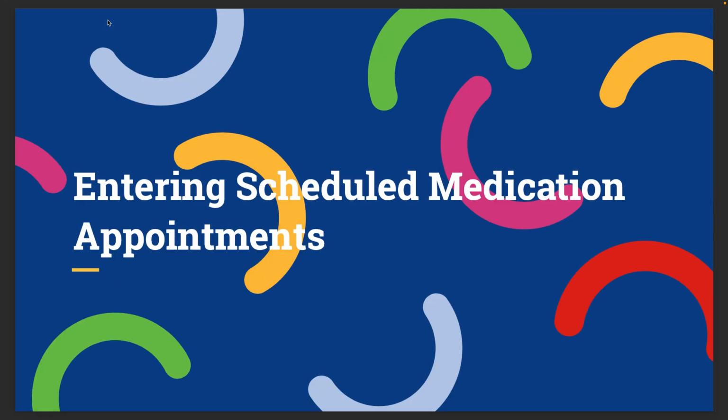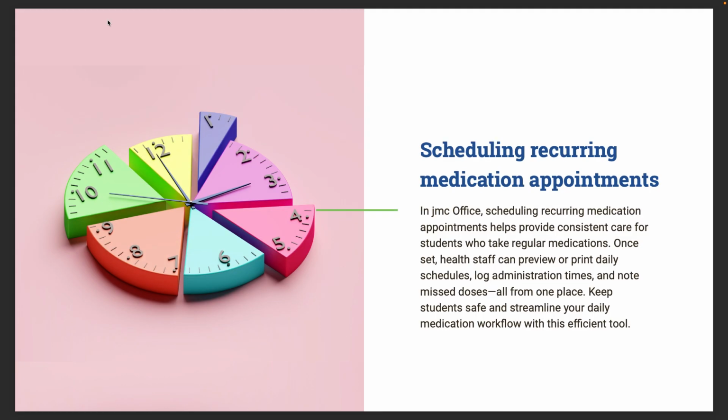Okay. So now we'll talk about entering scheduled medication appointments. Once we've assigned the medication to a student and put in how many doses were delivered, now we can schedule appointments for those students who are taking medications on a regular basis at school. In JMC Office, scheduling recurring medication appointments helps provide consistent care for students who take regular medications. Once set, health staff can preview or print daily schedules, log administration times, and note missed doses, all from one place. Keep students safe and streamline your daily medication workflow with this efficient tool.